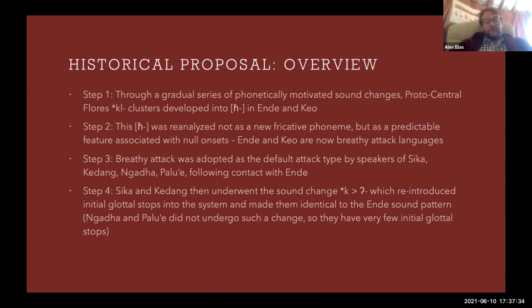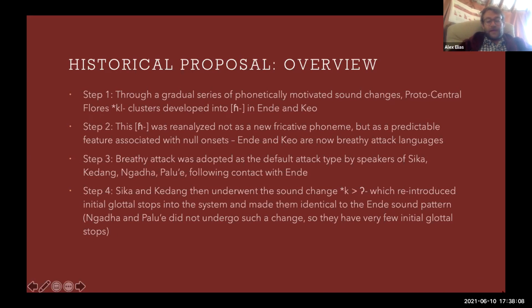So step 3, once Ende and Ko had become breathy attack languages, this phonological rule was adopted sort of wholesale by speakers of these other 4 languages. They simply switched their default attack type. They noticed, oh, Ende has this relatively salient pattern. Ende had a relatively high level of cultural influence in the area, as I'll talk about soon. So it's a very reasonable source for spreading innovation. So I propose that in adopting from Ende, they themselves switched their epenthetic null onset consonant from glottal stop to breathy H.